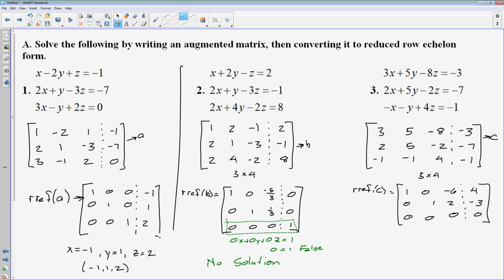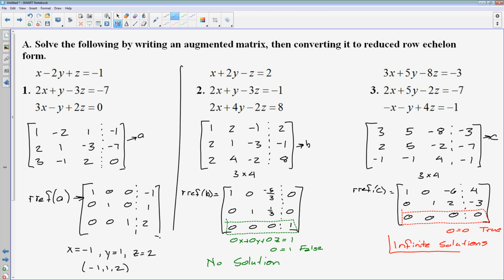And then for number 3, I got a similar situation, except my very bottom row is telling me that 0x plus 0y plus 0z equals 0, or it's telling me that 0 equals 0, which is a true statement. If you get a true statement, that means the answer is infinite. You could say infinitely many. I'm simply going to say there are infinite solutions. And we'll stop it with that.